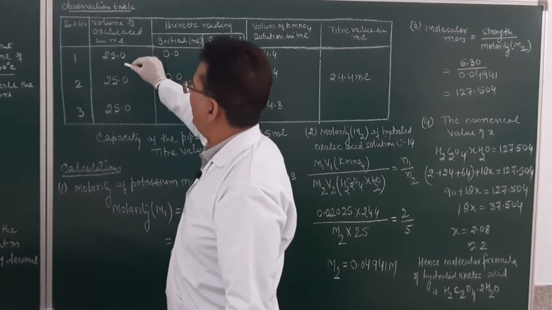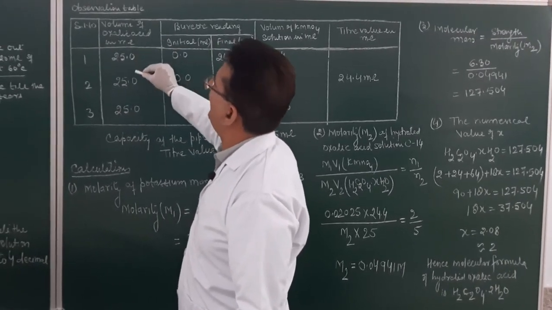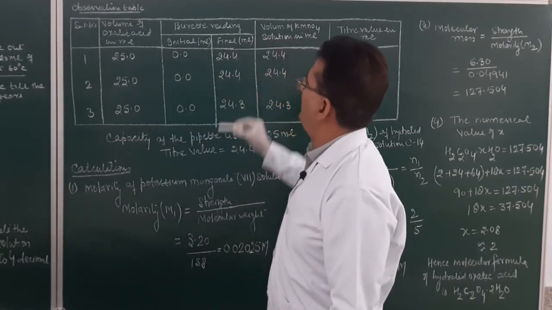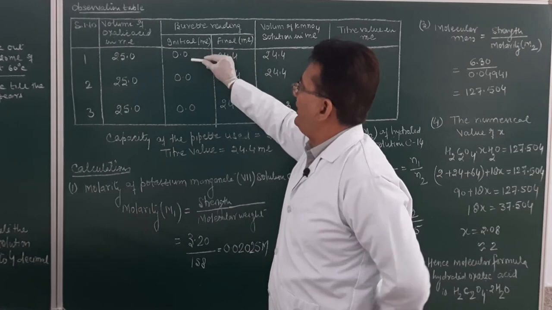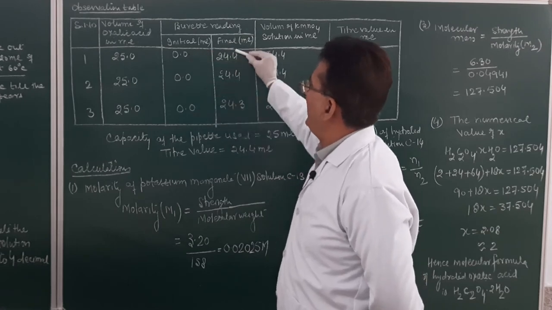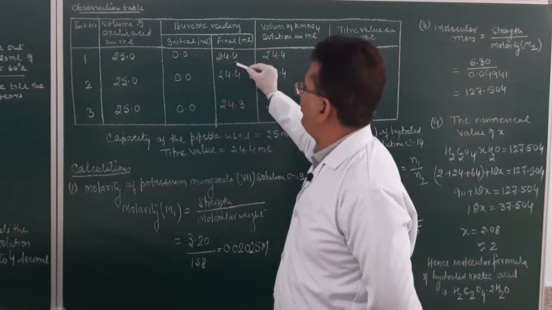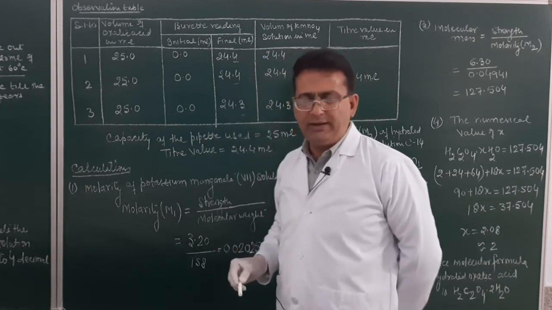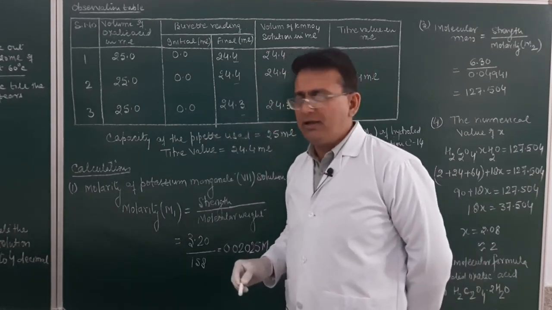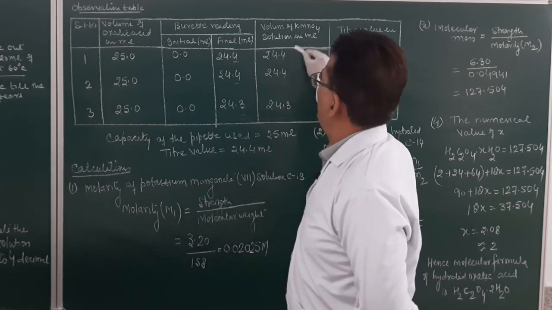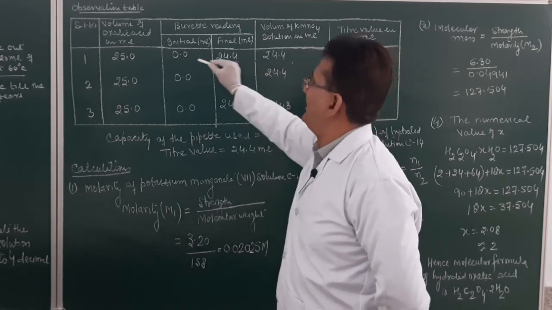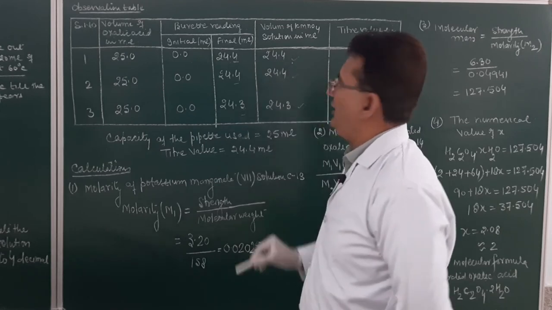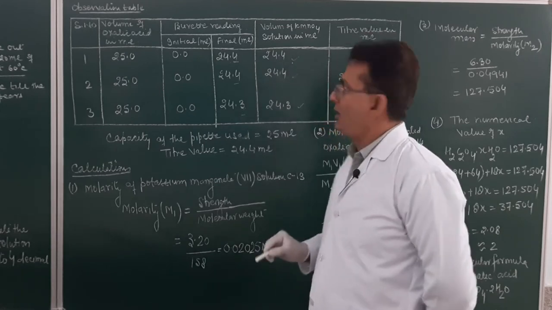Volume of oxalic acid, that was the size of the pipette, 25 ml, 25 ml and 25 ml. Then the burette reading, initial value in every case is 0. Final value in the first titration will be 24.4, then again 24.4 and then 24.3. Am I clear? The volume of KMnO4 solution used will be this minus this value. So it will be 24.4, 24.4 and 24.3.